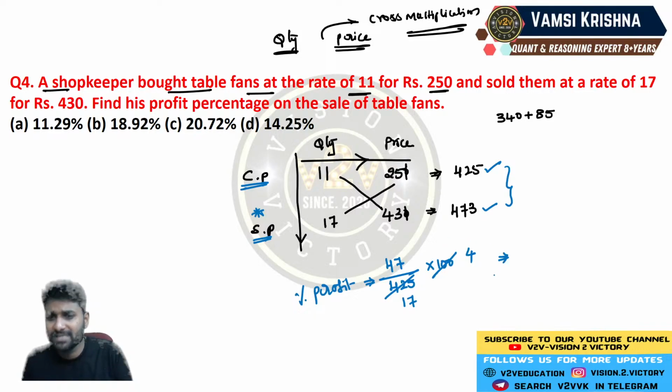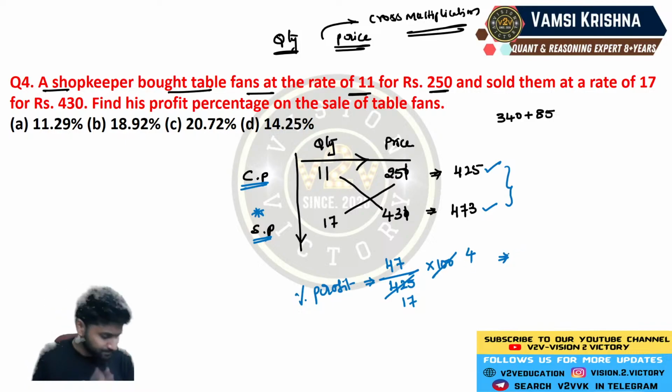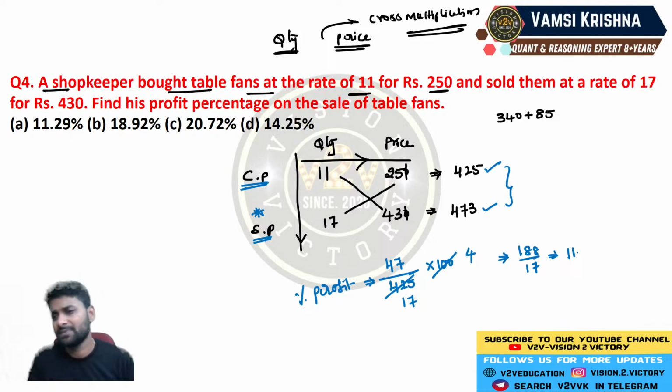If 47 is multiplied by 4 first, 188. So 188 is divided by 17. Now see, 17, 1, 17. Again 17, 1, 17. We want the answer in terms of decimal point. See here, the value becomes 11.29%.